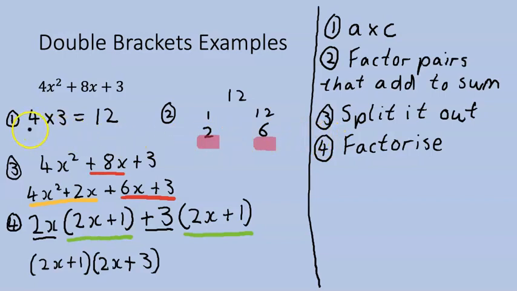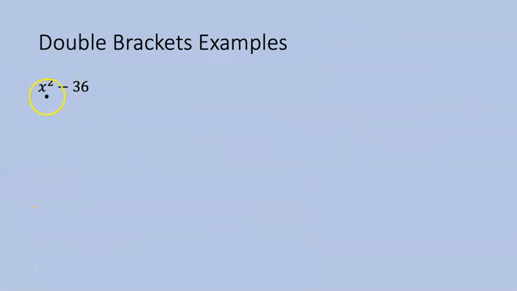If you didn't know how to do it before, stick with that method and it will work every time. Just make sure the 2x and the 6x here, for example, can both be factorised on the left like this and on the right like this. Okay, let's have a look at the next example.